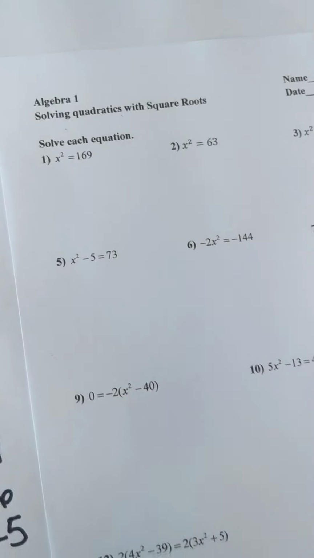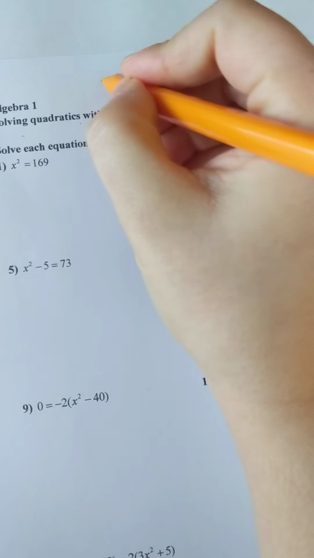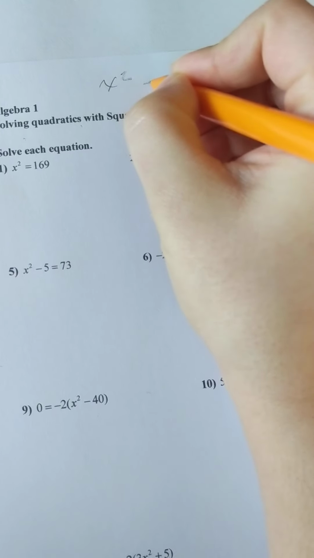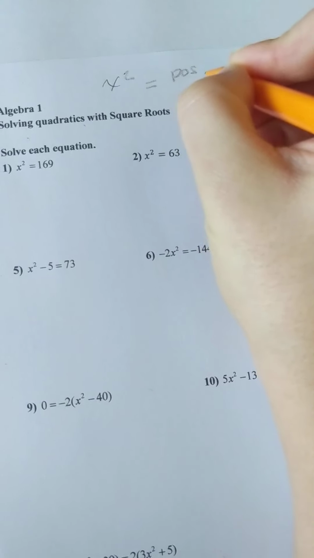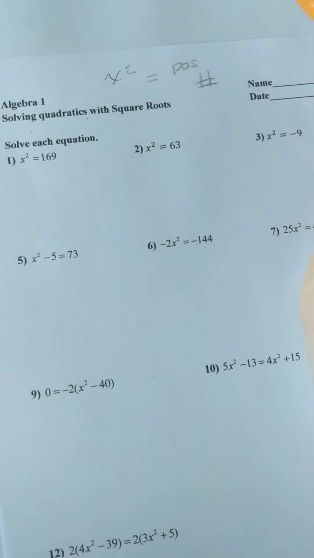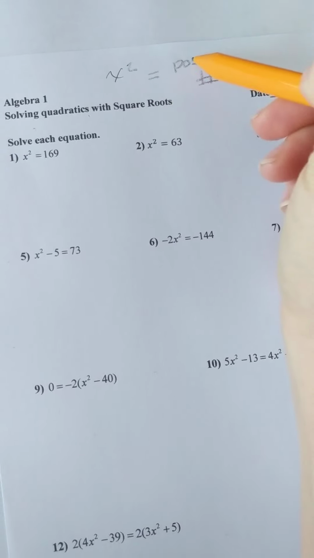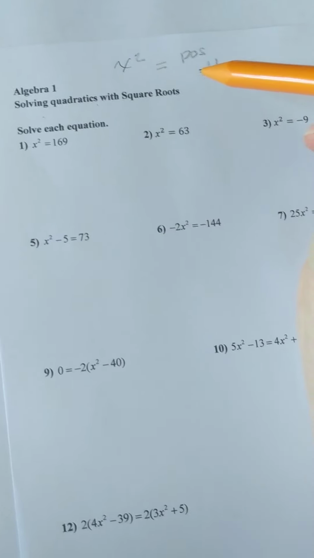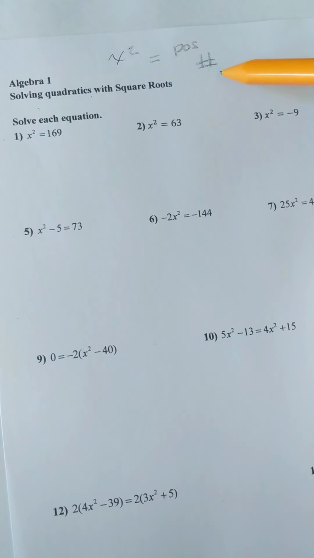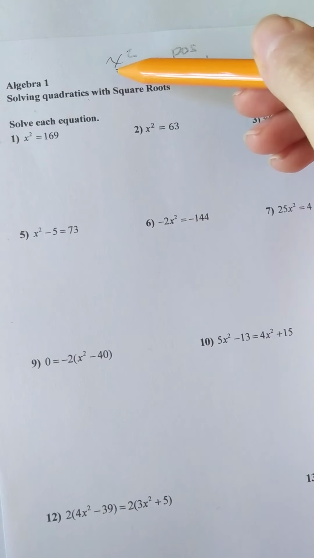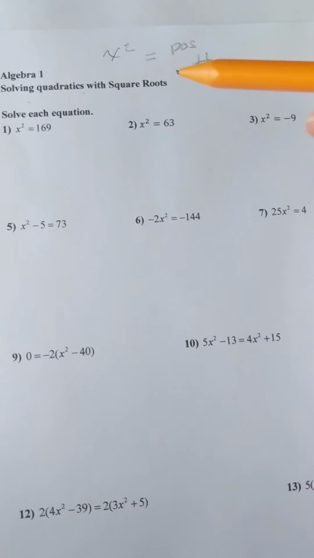When we solve with square roots, we have to make sure that my x squared is by itself and that it equals a positive number. So I want my x squared to be by itself first, and then make sure that it equals a positive number. And these things are important because if it doesn't equal a positive number, we'll see what happens to our answer. And if x squared is not by itself, we can't take the square root of it first.